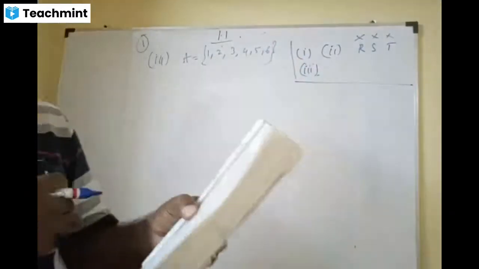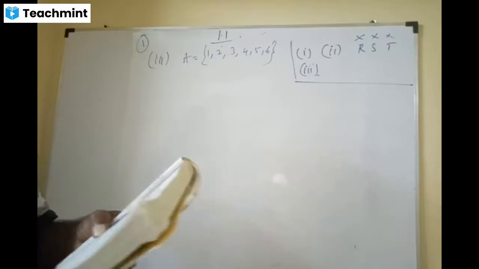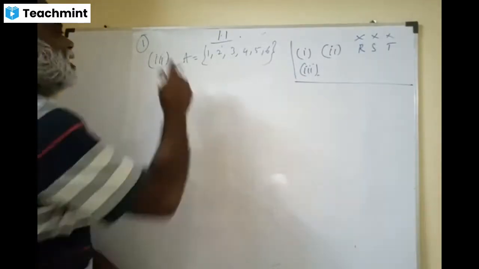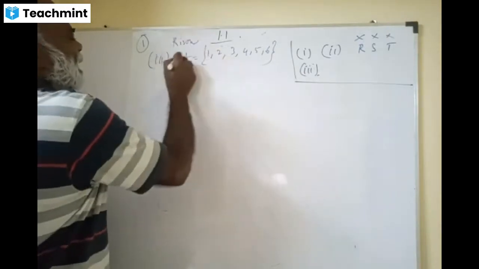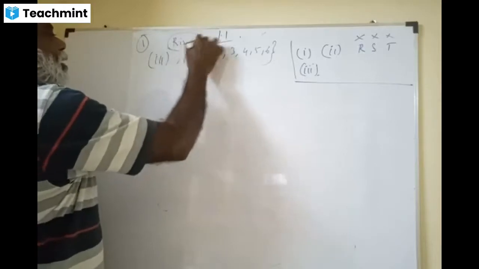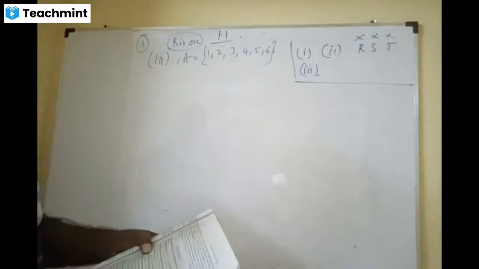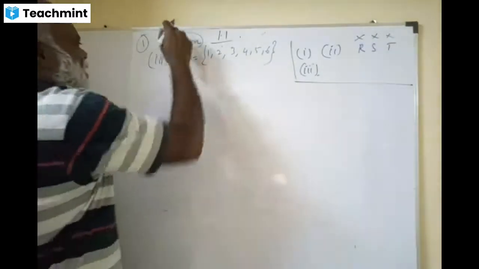Third one, yes. A is given as 1, 2, 3, 4, 5, 6. Relation R is defined on this set A. Okay. And how is the relation R defined?